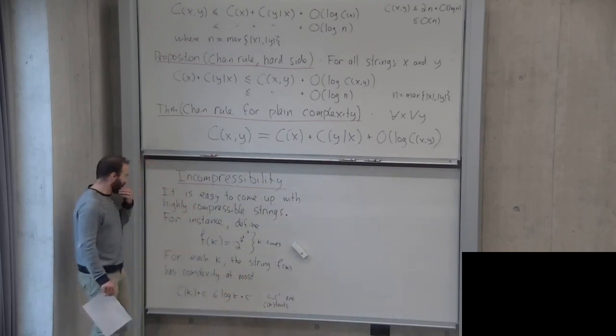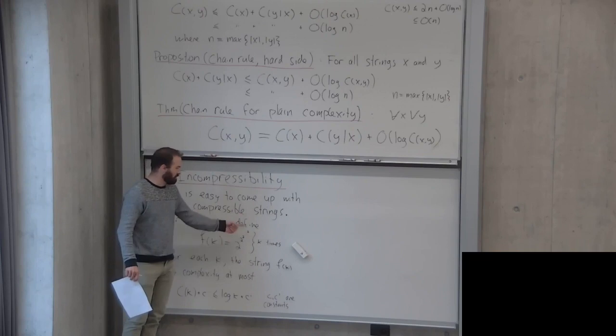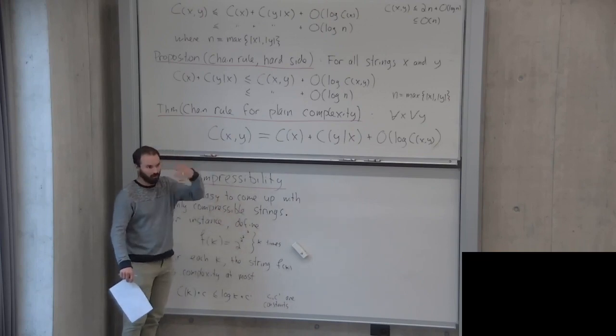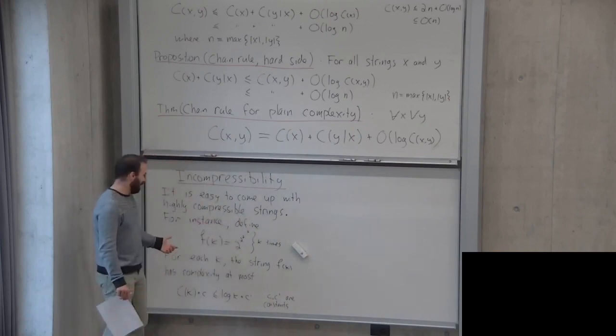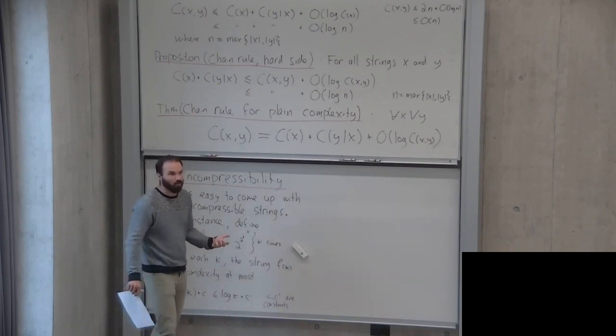Why? Because, well, think of it. There's a short program for f of k. You can just program this recursively if you want, exponential 2 to the power of, and you have to input k into your program. So in my example, I said 1000.